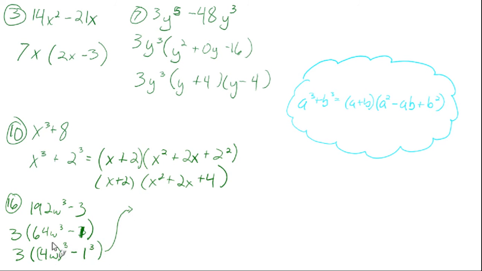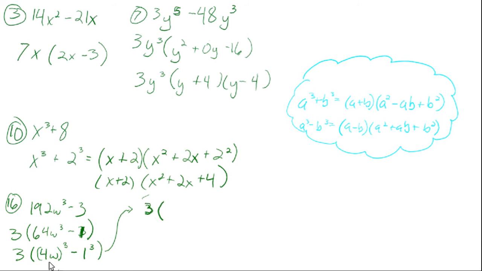Let's bring this up here. Okay, so right inside the parentheses here, we have something cubed minus something else cubed. So we have a cubed minus b cubed. That's going to be a minus b times a squared plus ab plus b squared. That's a difference of cubes. Okay, so now we have 3 times. Now we're going to factor this difference of cubes using this pattern here.